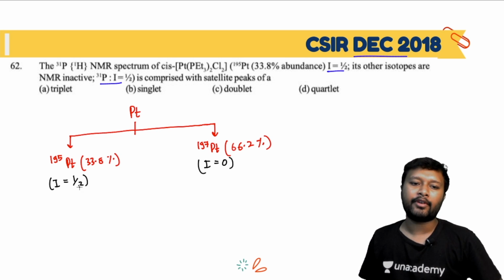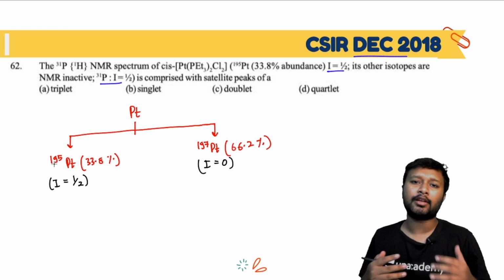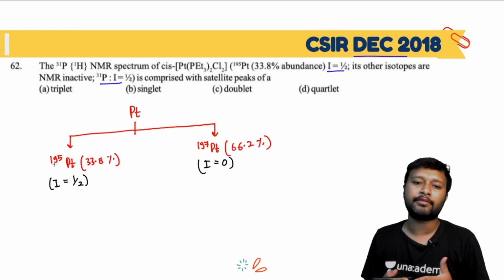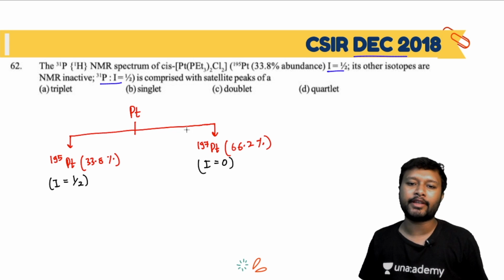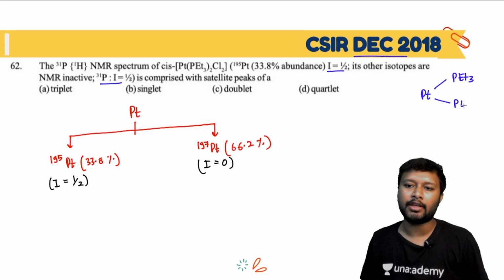Now if this platinum couples with phosphorus, who is going to split that? First of all, you have to look at how the complex looks. So I'll just draw this over here. You have platinum, with that platinum you have PEt3, then you have PEt3, then you have Cl, and you have Cl. That's how the complex is actually made.